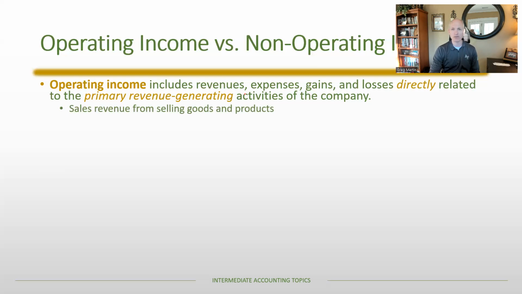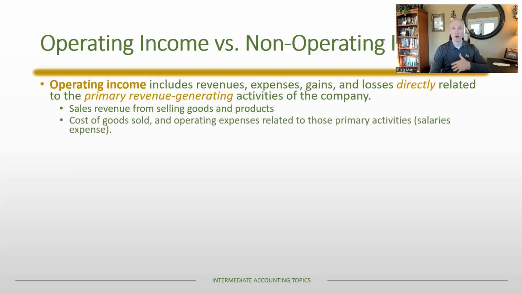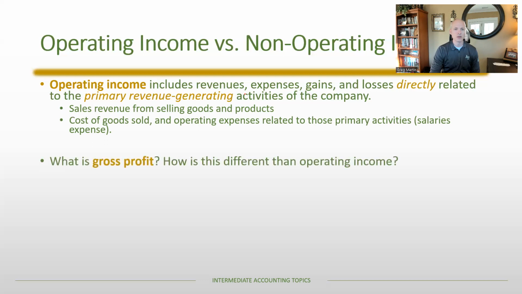Example would be, of course, sales revenue, whether you sell goods or products. Cost of goods sold, the cost of those items that you sold, along with operating expenses that may relate to those primary activities, like salaries, supplies, insurance, rent, those kinds of things. Even depreciation would be included in this. And so when we think about breaking that down a little bit more, another thing we need to talk about is what is gross profit, and then maybe how is this different than operating income.